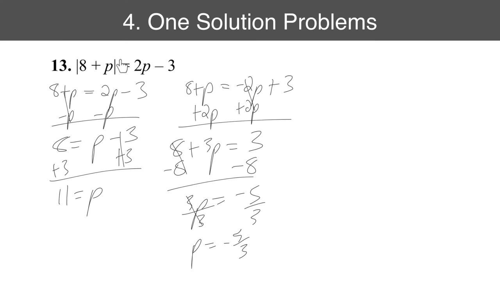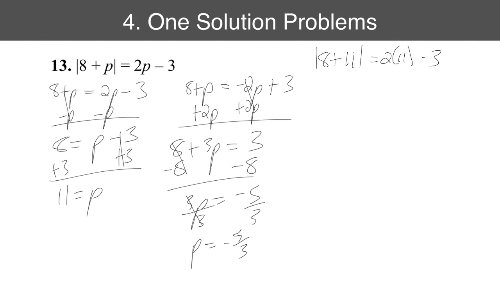Now make sure you go all the way back to the beginning. Don't go back to these two equations. We split it. Go all the way back to the beginning. Okay? So we're going to plug them back in and see which one works. So let's try the 11 first. So absolute value of 8 plus 11 equals 2 times 11 minus 3.